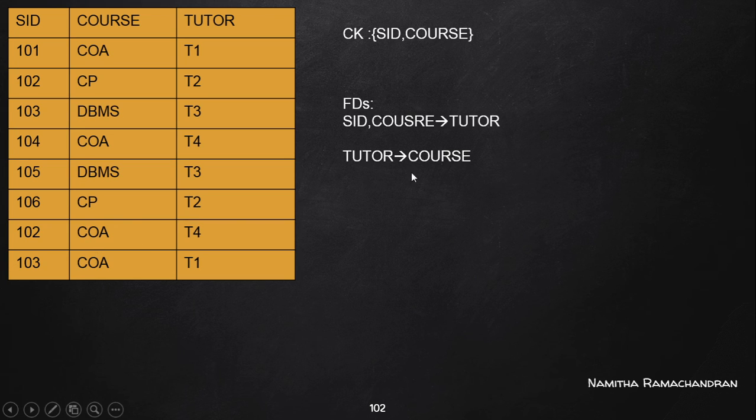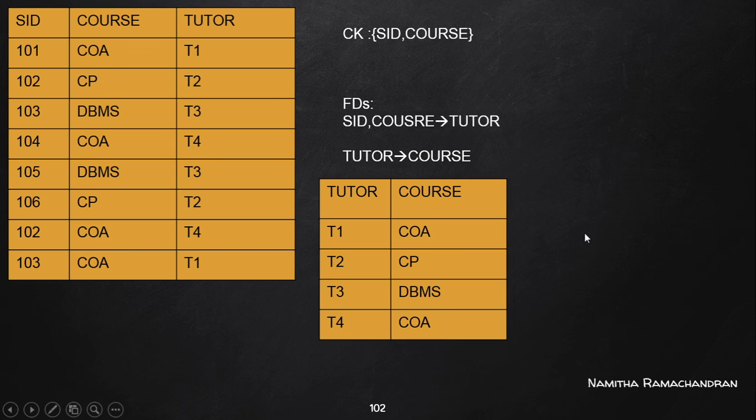Now consider the second one. Tutor derives course. Is this tutor a super key? No, tutor is not a super key, because tutor alone can't uniquely identify each of these records. So tutor is not a candidate key and not a super key. So this one violates the condition for the relation to be in BCNF. We want to decompose now.